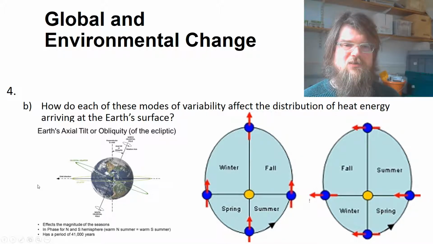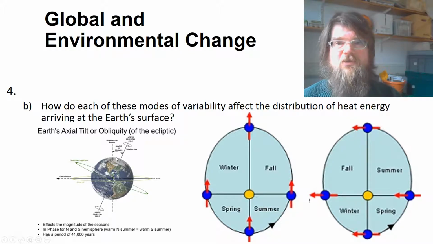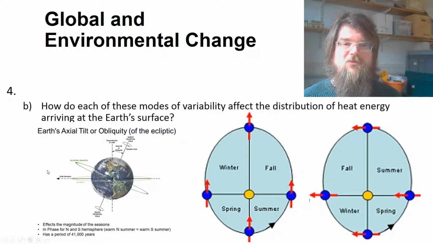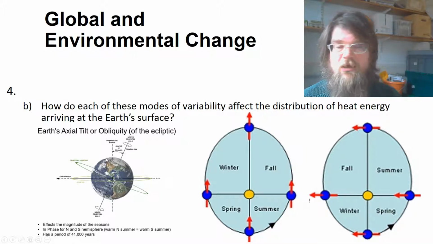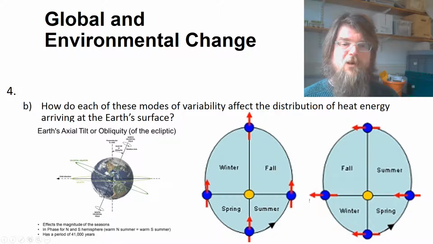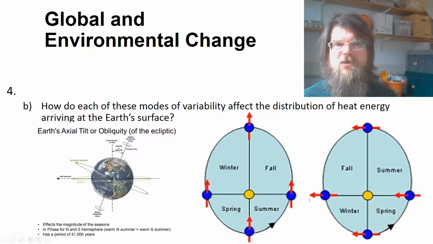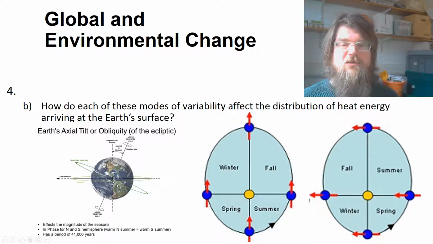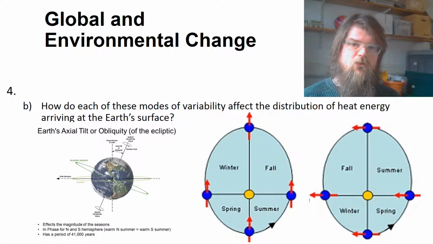So if you imagine the sun is somewhere over here, the northern hemisphere is tilted away from the sun at this particular point in its orbit. So that means it'll be winter in the northern hemisphere here, but it will be summer in the southern hemisphere. Now, when the Earth rotates around half an orbit, the northern hemisphere will be pointing towards the sun, and the southern hemisphere will be pointing away. So it'll be winter in the southern hemisphere, summer in the northern hemisphere.